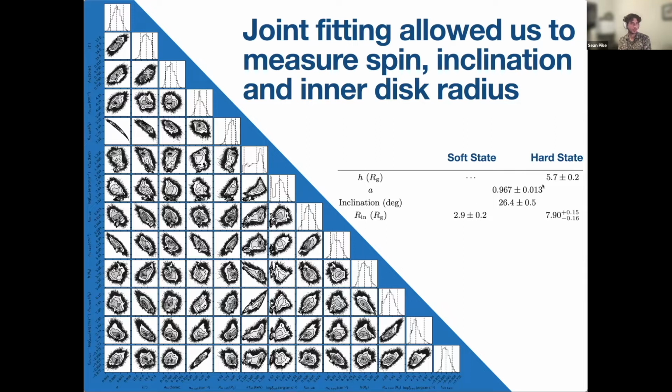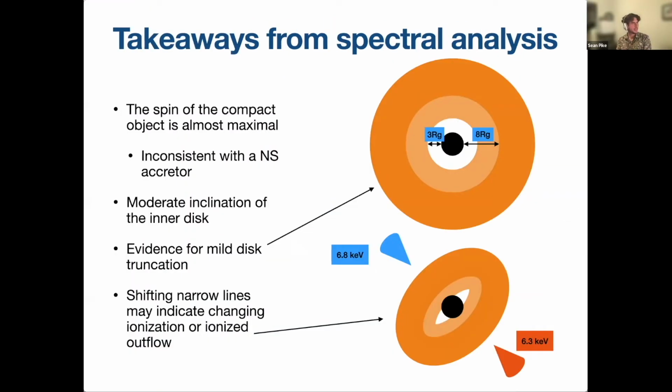So the important thing to note, I think, is that the spin is very high, and we get a very precise measurement of it. Just looking at these posteriors, you can see they're much better behaved and definitely have fewer degeneracies. A few here and there, of course, between things like the spin and the inner disk radius, but that's unavoidable. And so the takeaways from the spectral analysis, in brief: the spin is almost maximal.